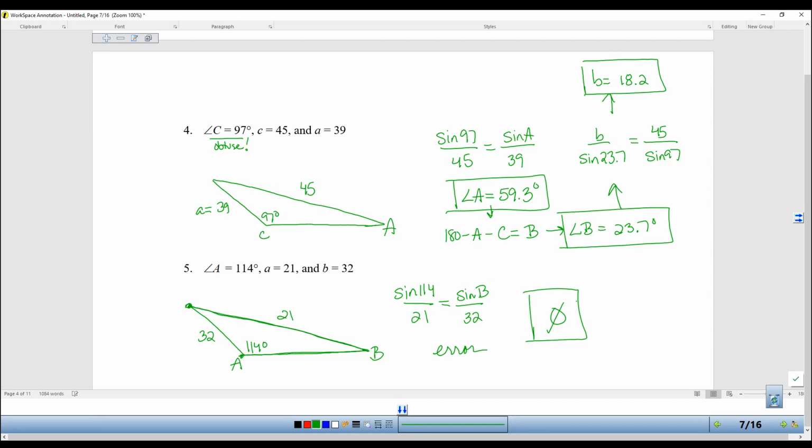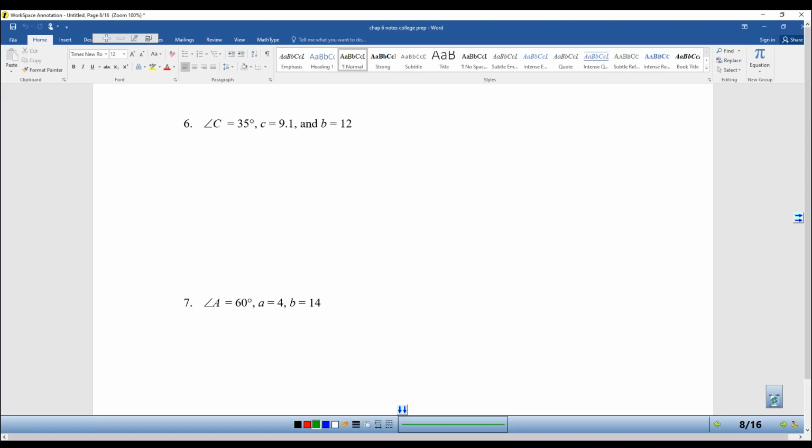Okay, next one. C is 35. So I'm going to draw an acute angle. And C is 9.1 and B is 12. So I drew my 9.1 longer than my 12. So personally, I think it's better when you draw it just a little bit more accurate.